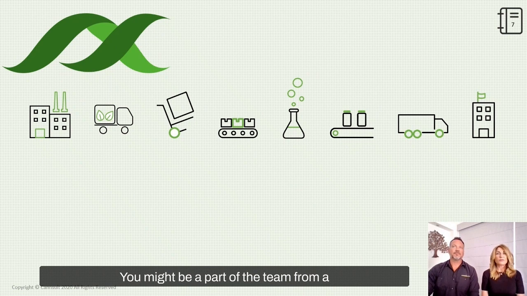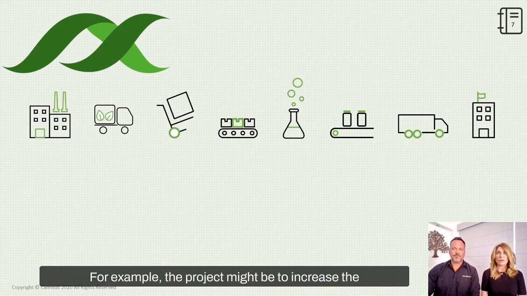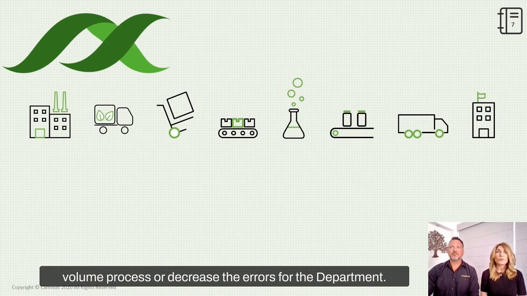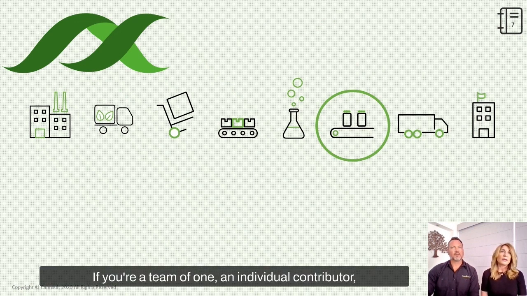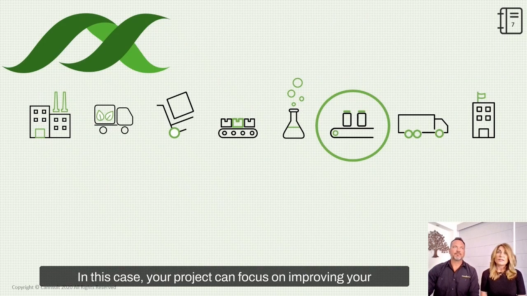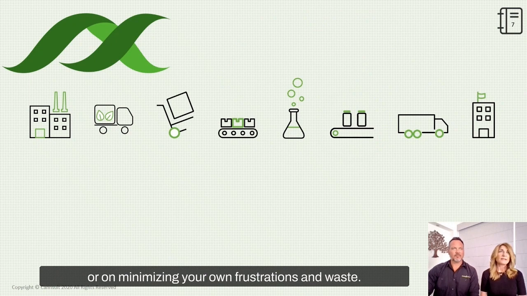You might be a part of a team from a single department with functional leadership or manager support only. For example, the project might be to increase the volume processed or decrease the errors for the department. In this case, it will be very difficult to improve upstream or downstream handoffs. If you're a team of one, an individual contributor, you may not have any specific leadership support. Maybe leadership is unaware, not interested, or non-supportive. In this case, your project can focus on improving your own productivity, the quality of your own work or handoffs, or on minimizing your own frustrations and waste.